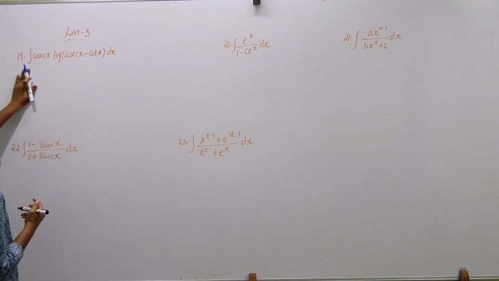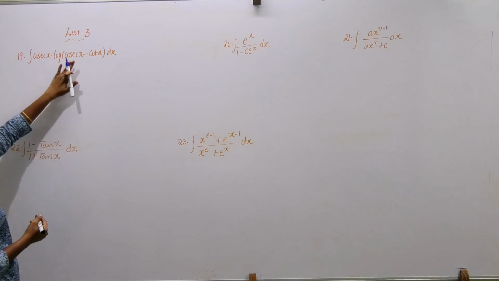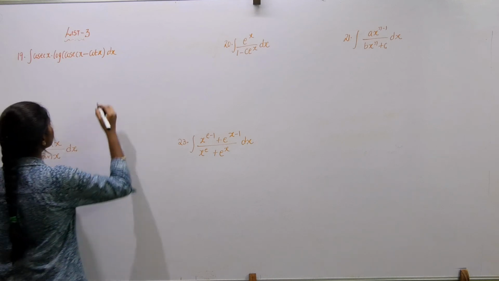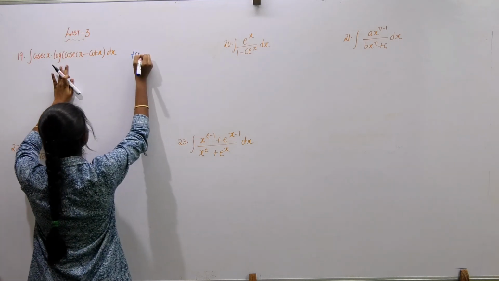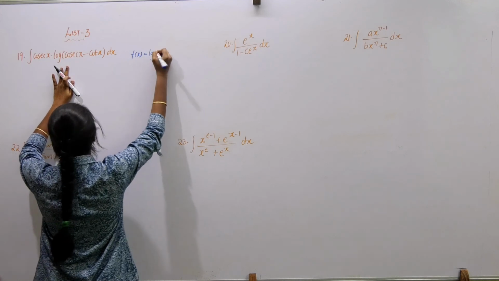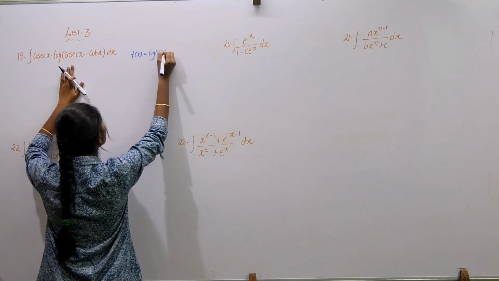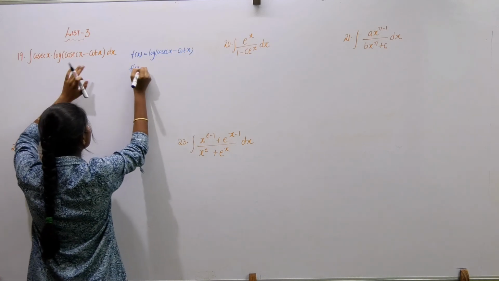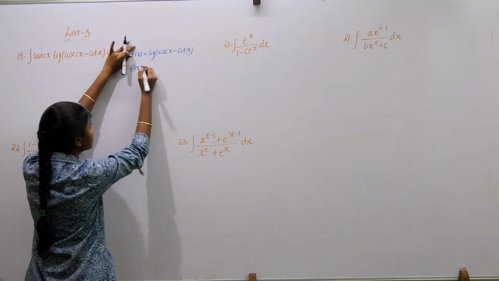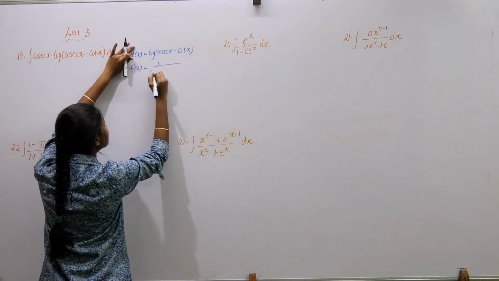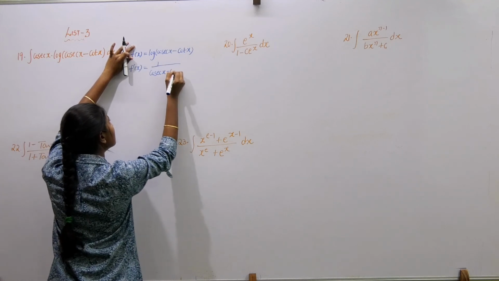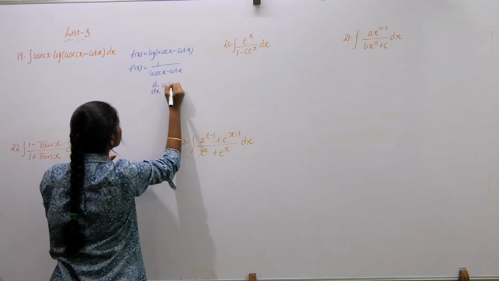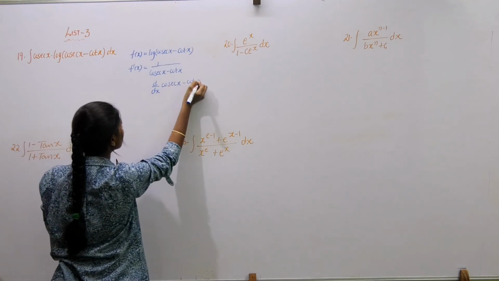Next, 19th question. Integral cosecant x into log of cosecant x minus cot x dx. This is similar to the previous problem. Let f of x be equal to log of cosecant x minus cot x. Then d by dx of f of x, that is f dash of x, is equal to 1 by cosecant x minus cot x. Again differentiating d by dx of cosecant x minus cot x.